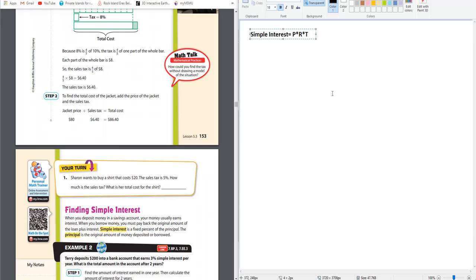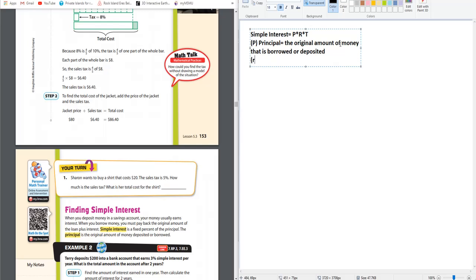Now, P stands for principal. Now, this is not talking about Ms. Carrillo. This is not the head of a school. This is talking about the original amount of money that is borrowed or deposited.